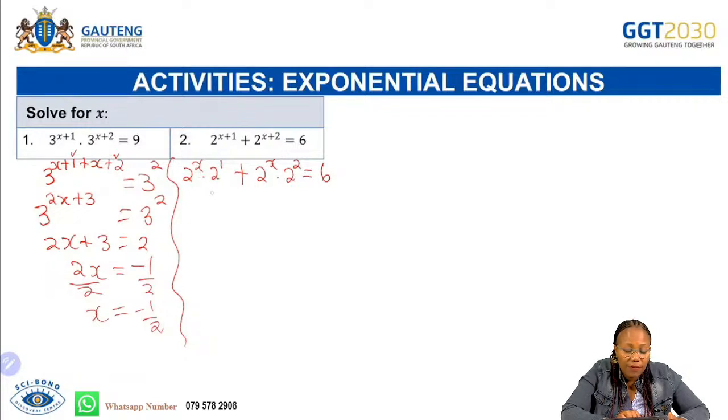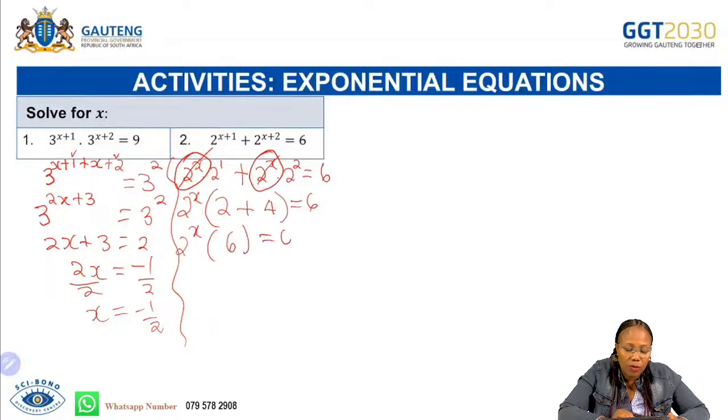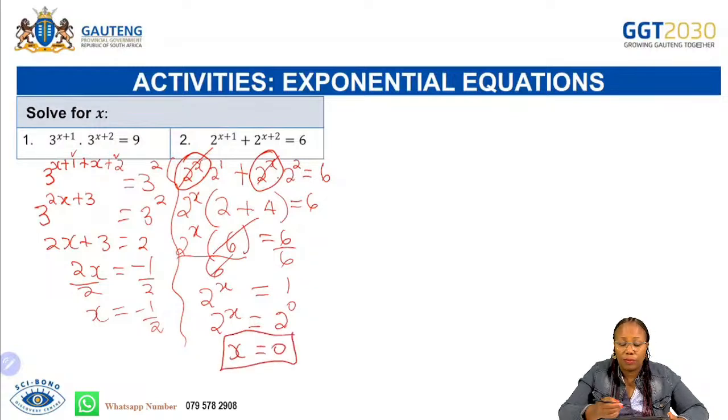And then on the left-hand side, you have the common factor 2 to the power x. Take the common factor out. We are left with 2 here, and here we are left with 2 to the power 2, which is 4, equal to 6. So 2 to the power x times (2 plus 4, which is 6) equals 6. We divide both sides by 6 so that we can have a single base on this side. 6 over 6 equals 1. So we need the same base. We are going to write 1 as 2 to the power 0. Therefore, x is equal to 0. Okay.